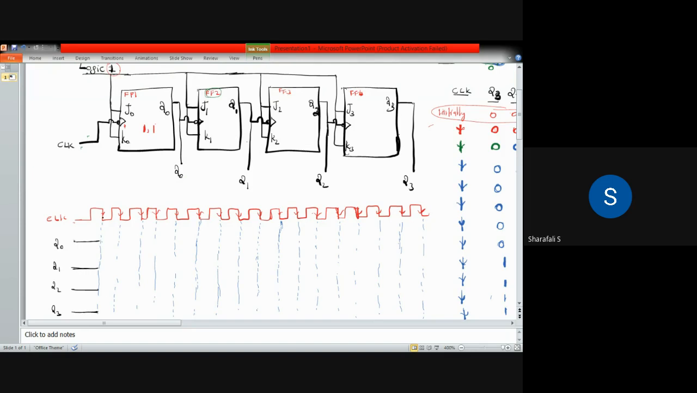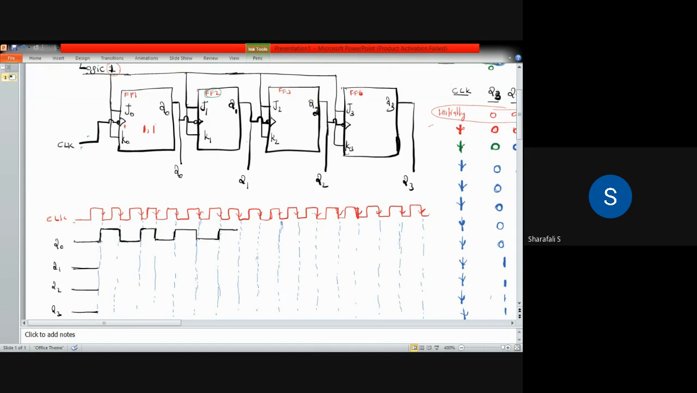0. And for the first edge of the clock pulse, this Q0 changes its state until the next negative edge of the clock pulse. Then when the next negative edge comes, it goes down to 0. Again, it retains its state up to the next negative edge of the clock pulse. Then it goes to 1. And when the next negative edge of the clock pulse comes, it goes to 0. And this continues for all the clock pulses.